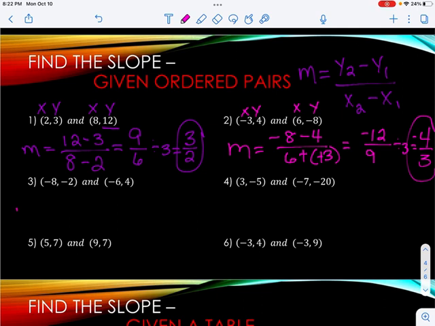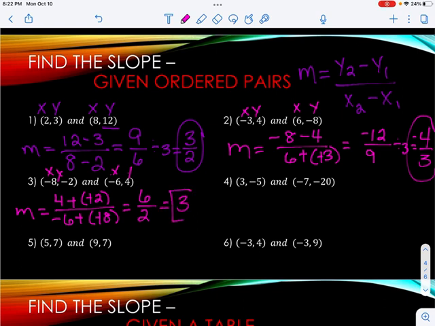Okay, let's try number 3. So we come in. We have our x and our y, and we have our x and we have the y. And I'm just going to start with the 4. So I'm going to go 4 minus negative 2 over negative 6 minus negative 8. So 4 minus negative 2 becomes 4 plus a positive 2, which is 6. Negative 6 minus negative 8 becomes negative 6 plus 8. So that is a 2. 6 divided by 2 can be simplified into just a 3. So the slope of a line containing those 2 points would be a 3.